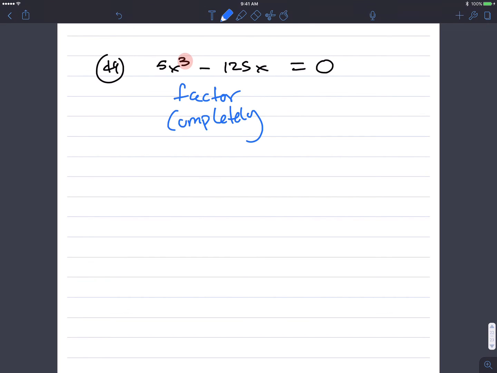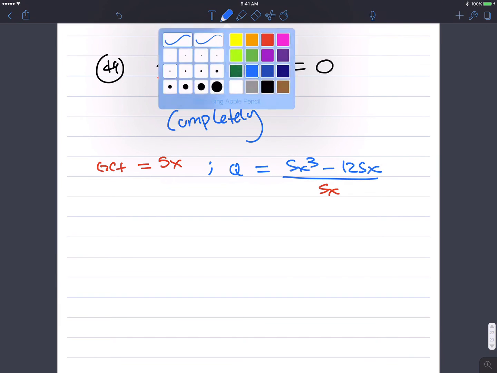What's your greatest common factor? Anybody remember? Well, for the number 5 and 125, what is it? It's 5. x to the third, x to the first. x, good. It's always x, the smallest power. Do you guys know what the quotient is, or should we do some work to find it? 5x cubed minus 125x over that greatest common factor of 5x. Let's find the quotient. Let's do some work then.